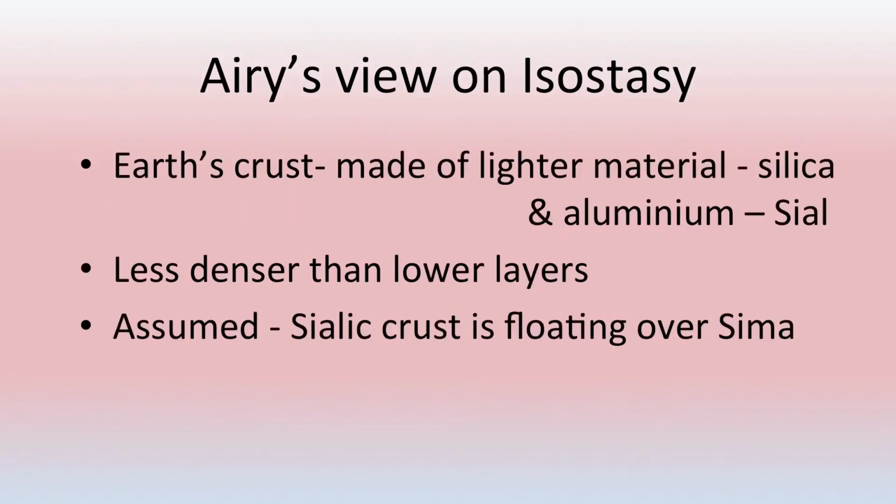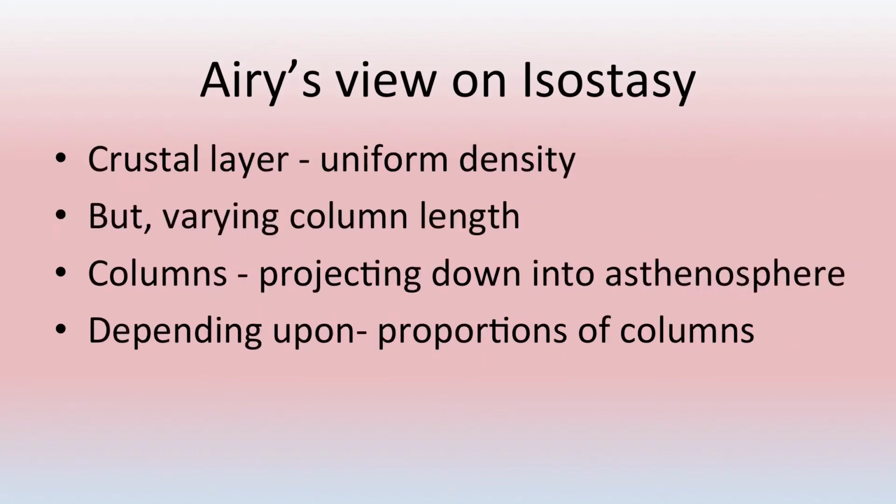According to Airy, Earth's crust is made up of lighter material of silica and aluminium, which is known as Sial. We have already discussed in previous sessions. Then the lesser dense layer is floating on the denser material, that is Sima. So, it assumed that Sialic crust is floating over Sima. The crustal layer has uniform density, but there is varying depth of column length. The columns are projecting down into asthenosphere depending upon the proportion of the columns.